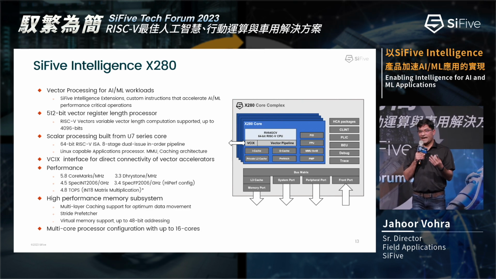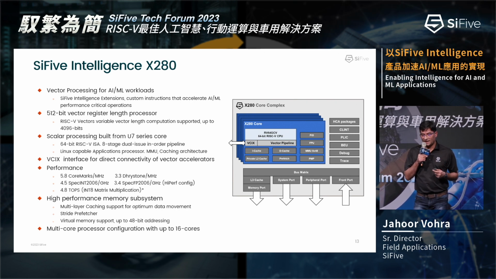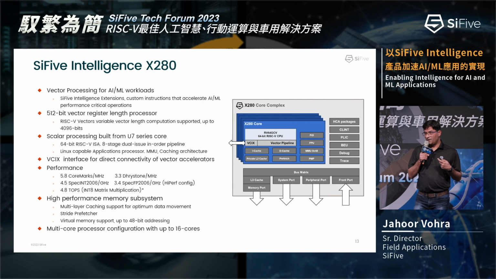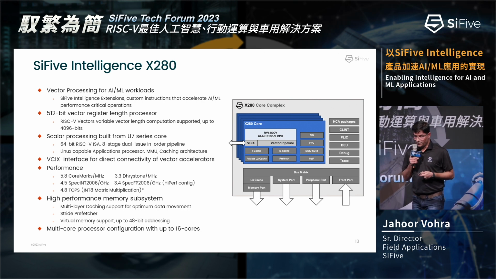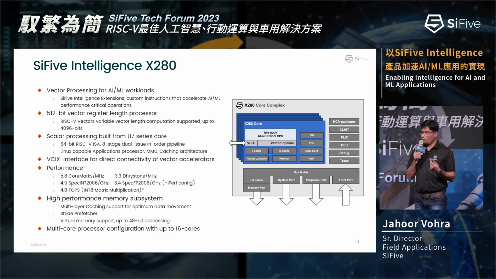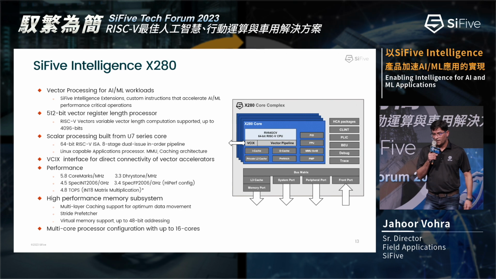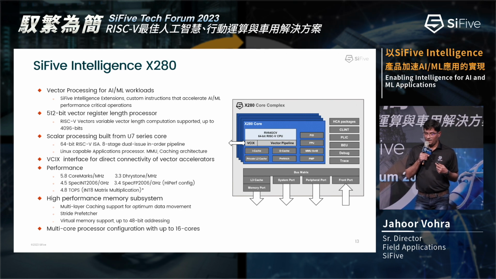So there's a level 1 cache, a private level 2 cache, and a last level L3 or level 3 cache. The core can be configured in a multi-core configuration, right? So in this case, you can configure a single cluster of 4 cores, or you can scale to 16 cores with 4 clusters. When SiFive delivers the IP, we provide a lot more integration than just the processor.